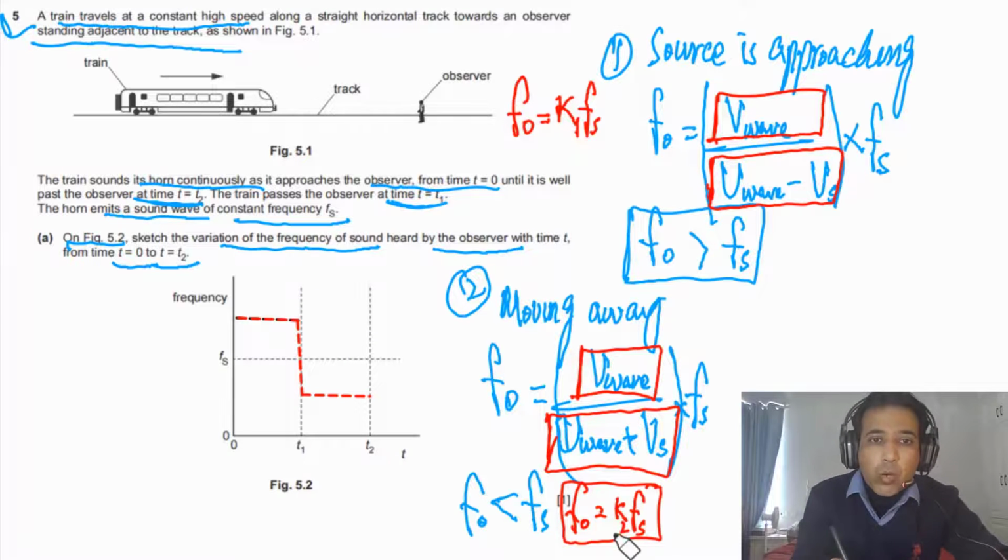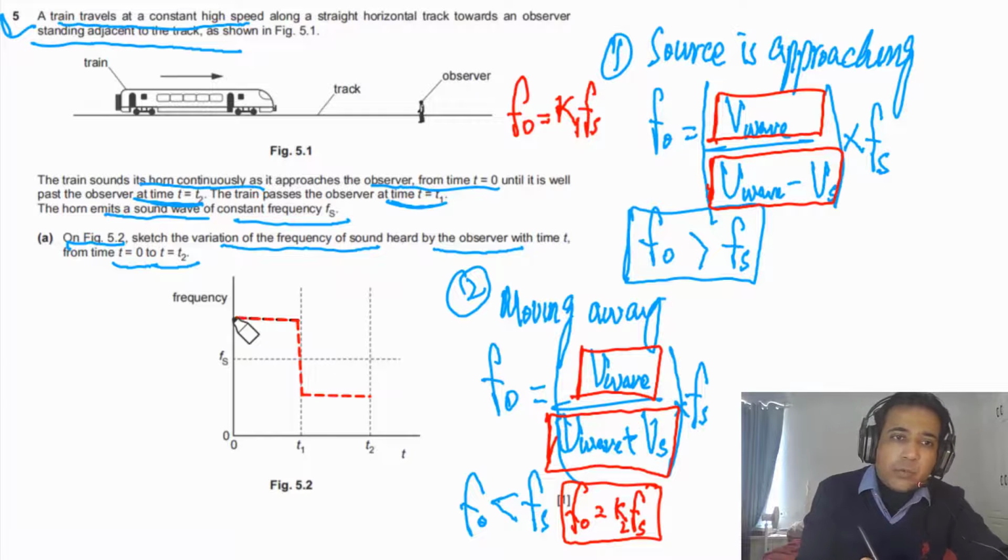This question has only 1 mark. Wow, only 1 mark. So if you sketch one horizontal line here, one horizontal line here, you will get 1 mark because this question has only 1 mark.